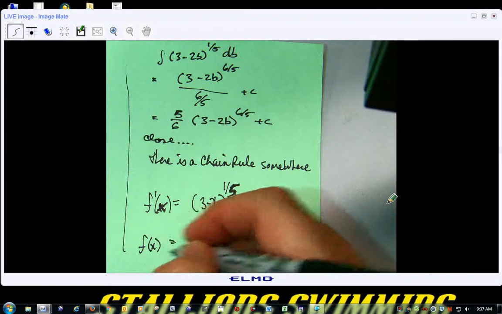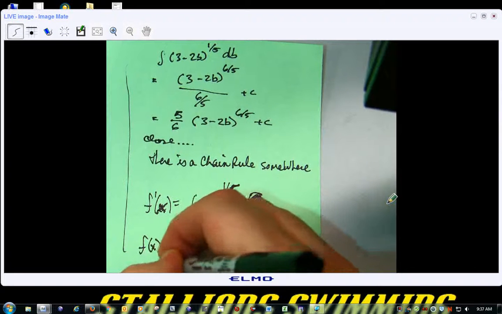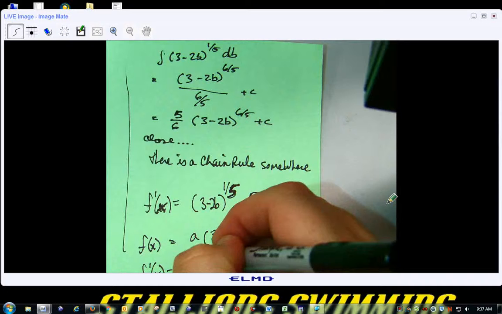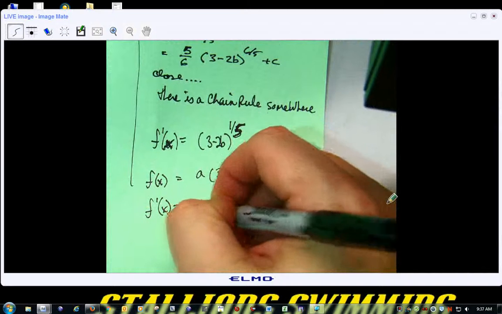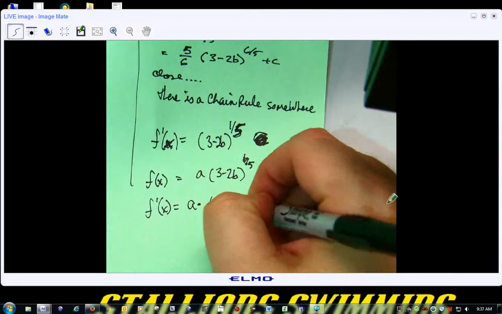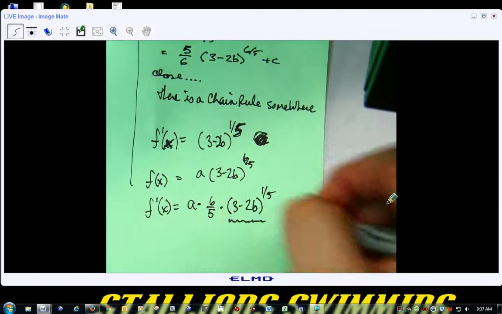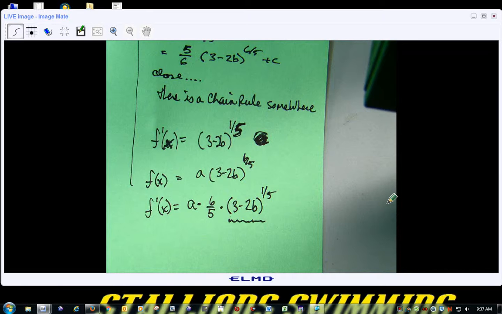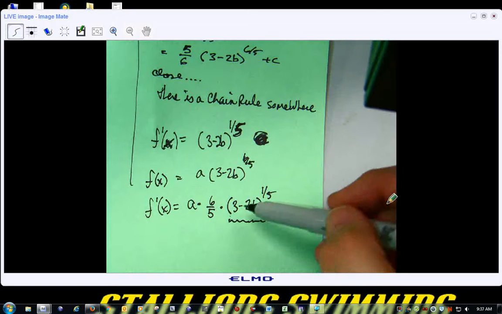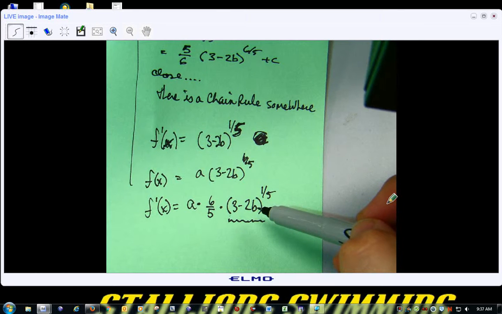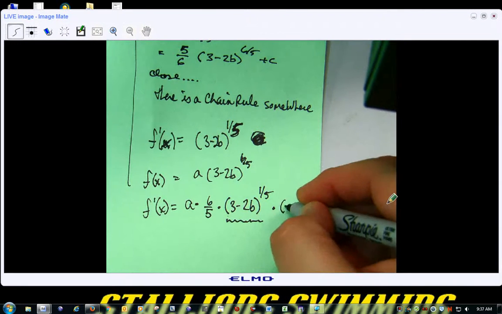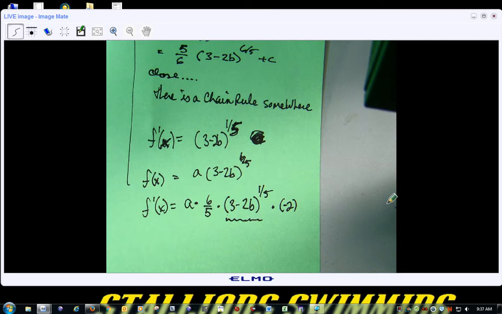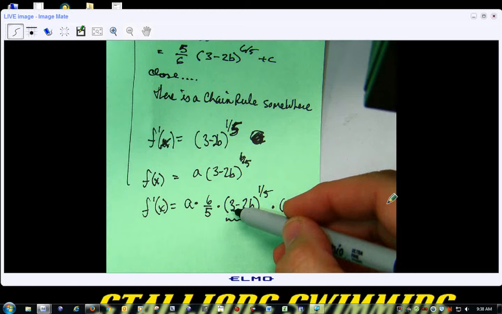Now, f prime of x in this case would be a times 6/5, right, times 3 minus 2b to the 1/5. This is what's in the integral, isn't it? But we're missing a constant of some kind because already there's crazy stuff going on here. Now, on the inside, if we took the derivative of it, there's a chain rule, isn't there? What would the chain rule of 3 minus 2b be? A -2. Because the derivative of 3 is 0. The derivative of -2b is -2.